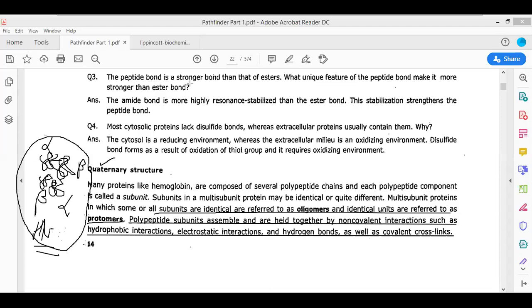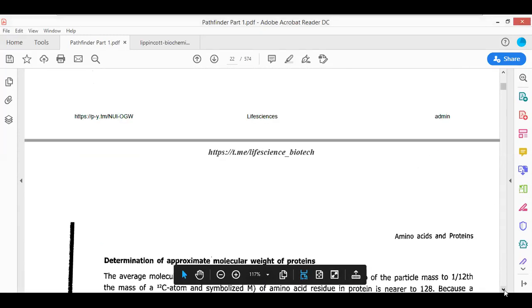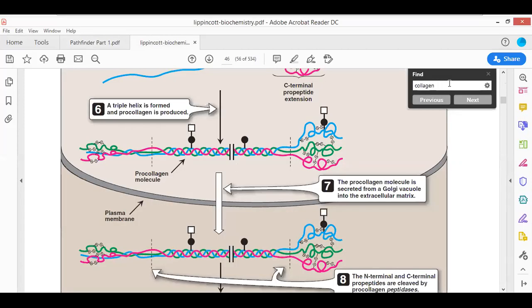Now look here. This would be the last level of protein structure, the quaternary structure of protein. Now moving to Lippincott, because this is very important, the quaternary structure of protein.